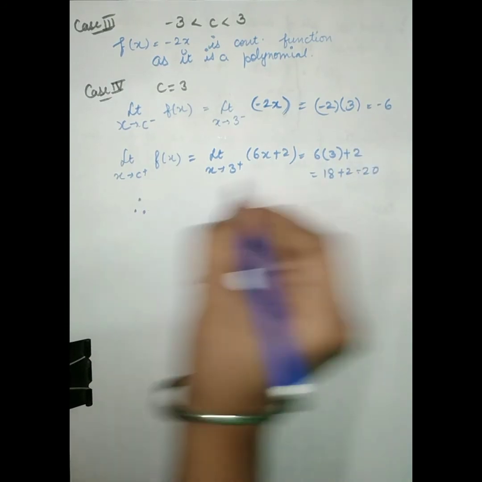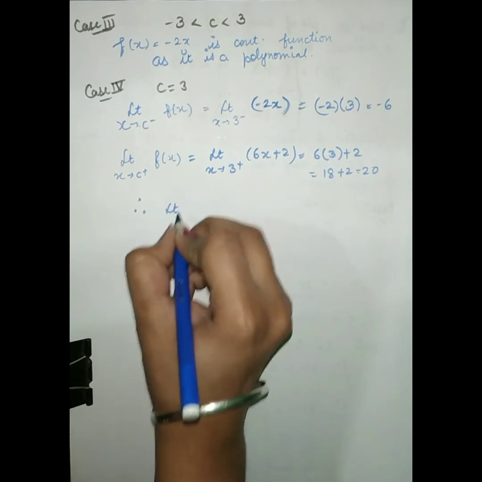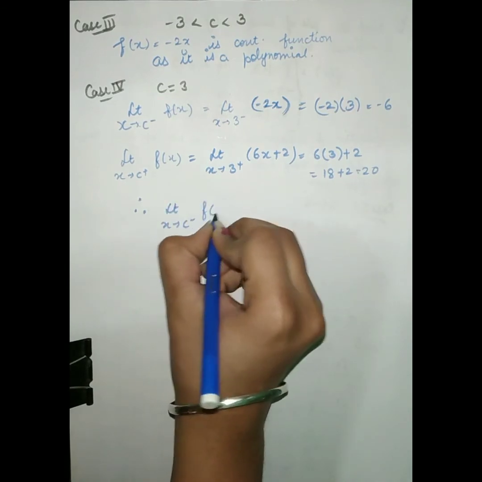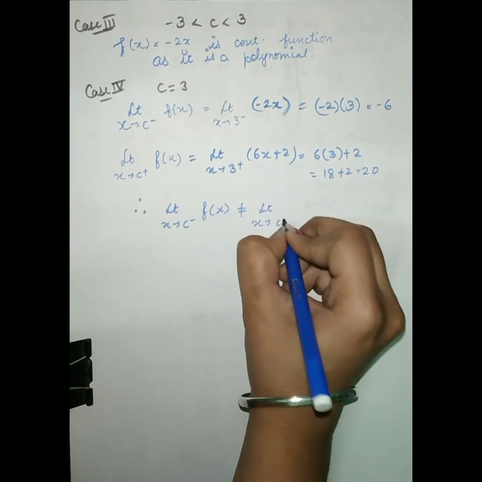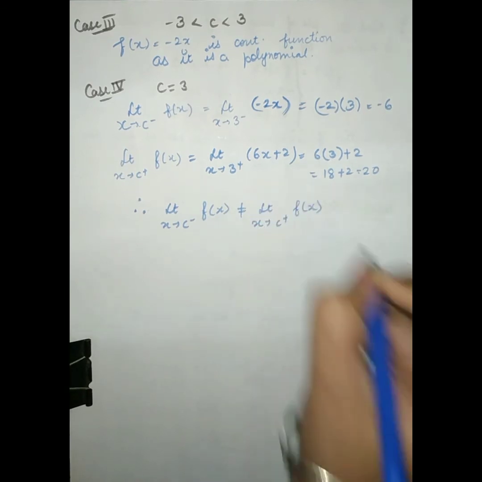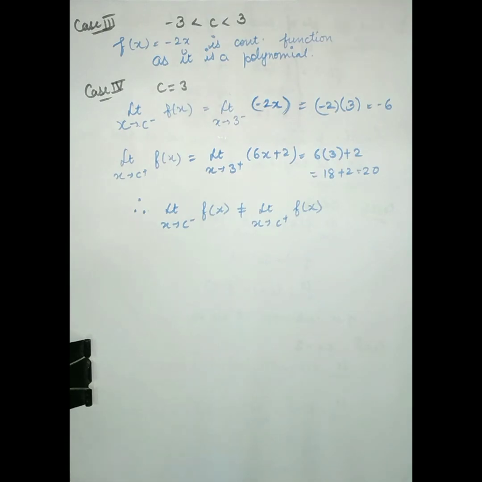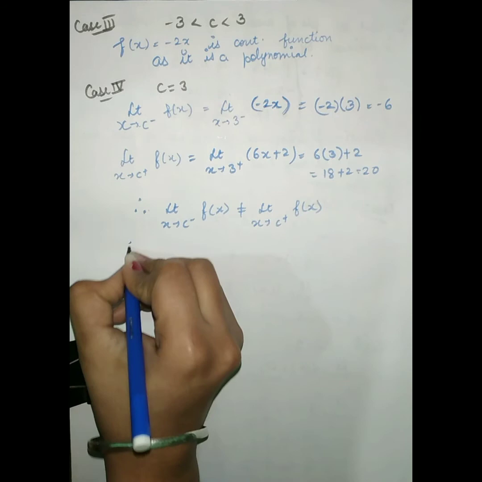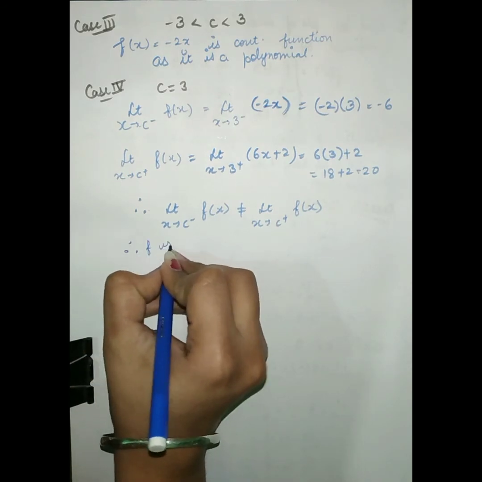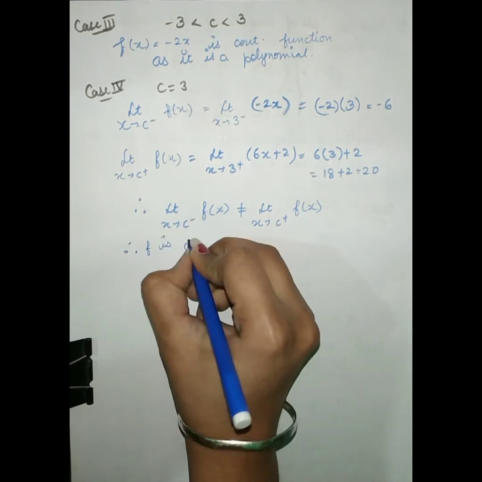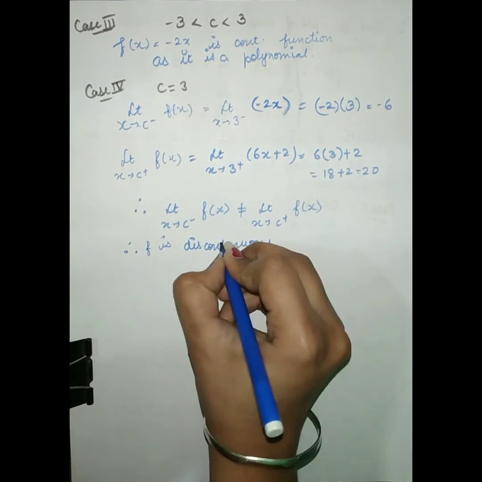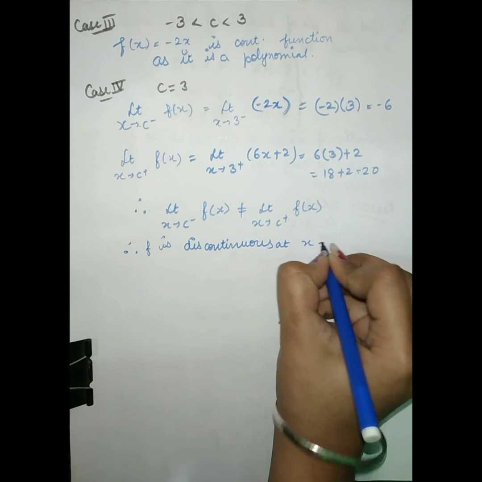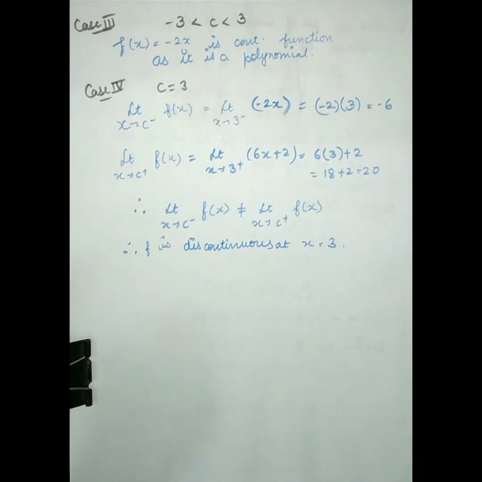So from these two, the limit as x approaches c negative of f(x) is not equal to the limit as x approaches c positive of f(x). That means left hand and right hand limits are not equal. If these are not equal, therefore the function is discontinuous at x equal to 3.